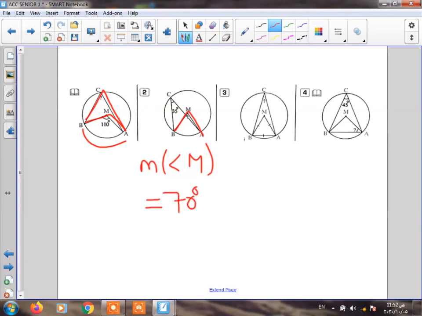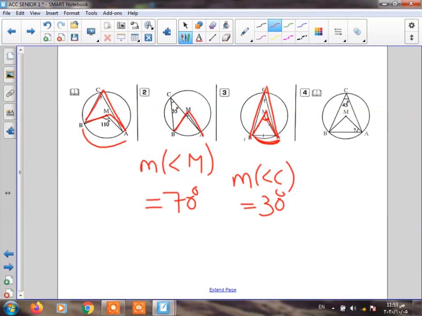What about this? I have equilateral triangle MAB, and I know that each angle in an equilateral triangle equals 60 degrees. So the measure of angle M equals 60 degrees. What is the type of angle M? Angle M is a central angle. So I need an inscribed angle subtended by the same arc. I know that the inscribed angle equals half the measure of the central angle subtended by the same arc. So the measure of angle C equals half times 60, which equals 30 degrees.